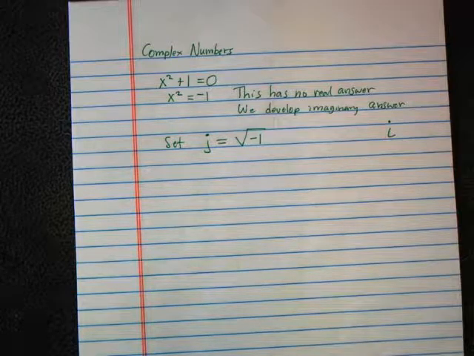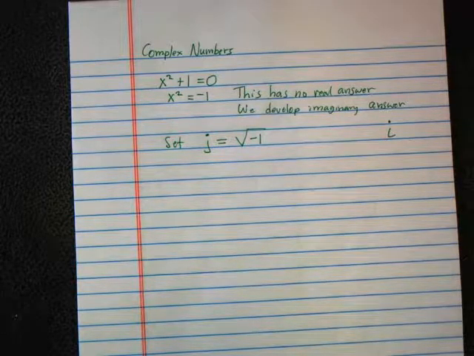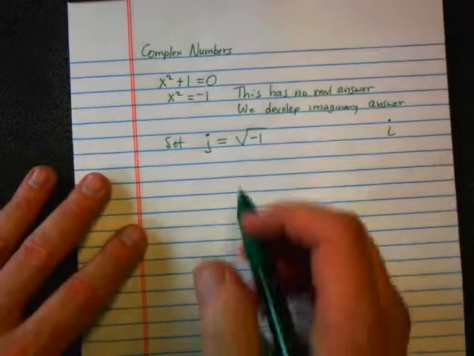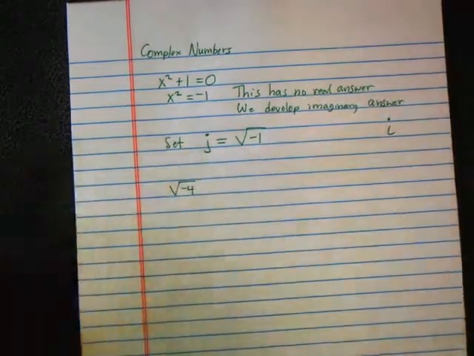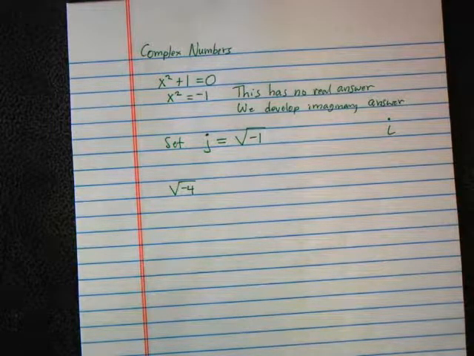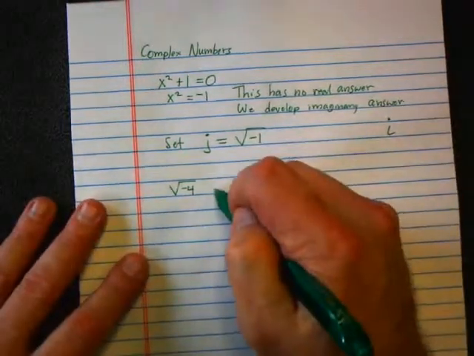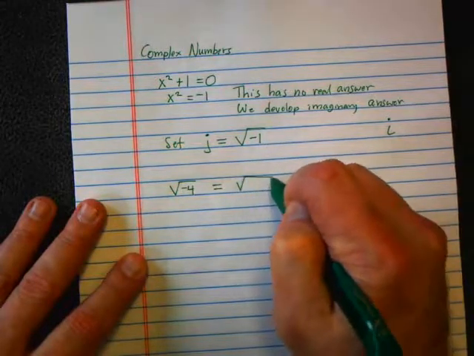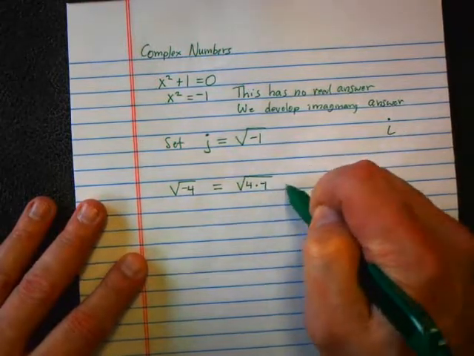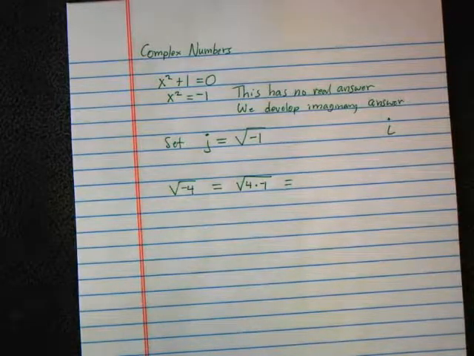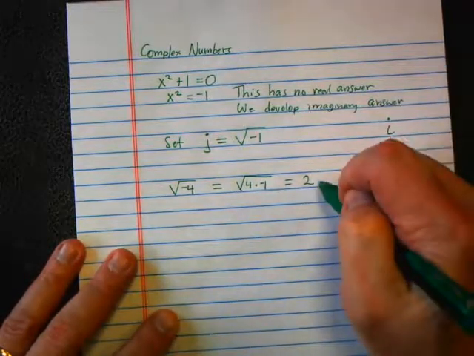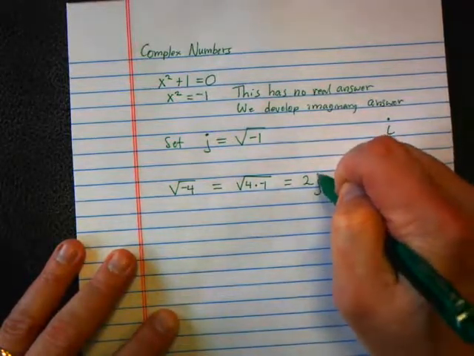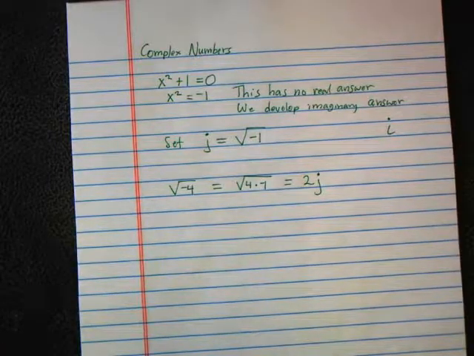All right, this allows us to write things that we couldn't write before. For example, the square root of negative 4. I'm going to write it as the square root of 4 times negative 1, because the square root of 4 is a real nice number. What's the square root of 4? 2. What's the square root of negative 1? It's not a real number, it's an imaginary number. That's a j.